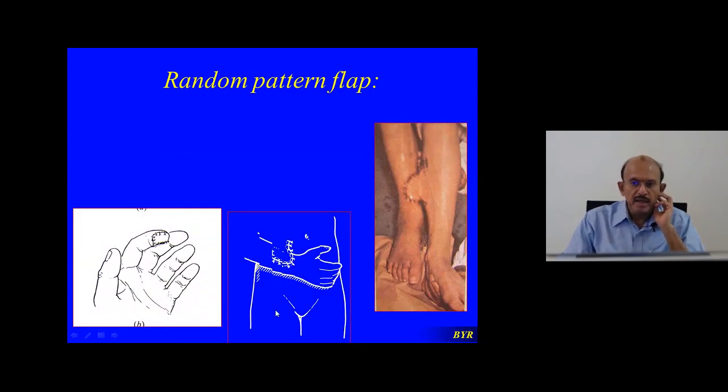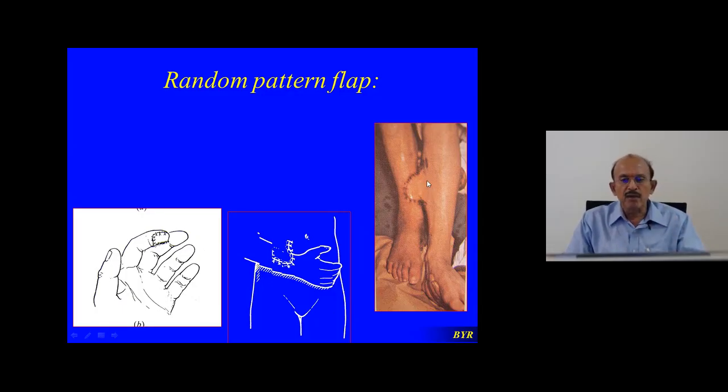Now, for example, here, this patient is having an ulcer over the tibia. The ulcer is being excised. So bone is exposed. Because bone is exposed, you can't place a split thickness skin graft here. You have to go for a flap. You can go for a rotation flap, which already I have shown you. Or you can go for this random pattern flap.